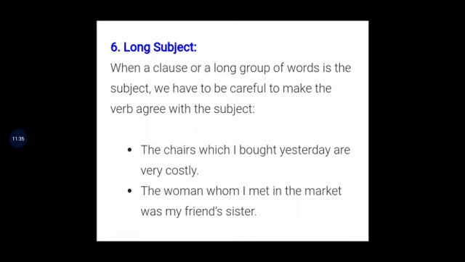The woman whom I met in the market was my friend's sister. So here what is the subject? The woman whom I met is the subject, or it is the clause. So here it depends on the woman. So here singular, we need to take the singular form of the verb, was my friend's sister.